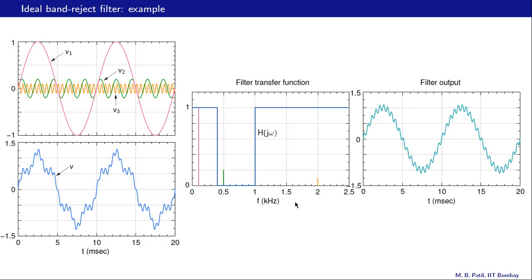Similarly, if we pass V of t through a band reject filter which has a transfer function shown here, then this component gets eliminated. This low frequency component and this high frequency component go through, and what we get at the output is a combination of this V1 and V3, and that looks like this.